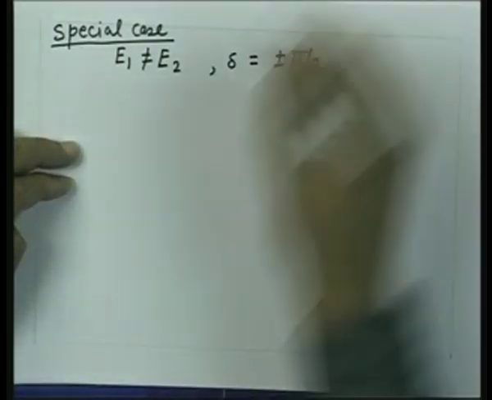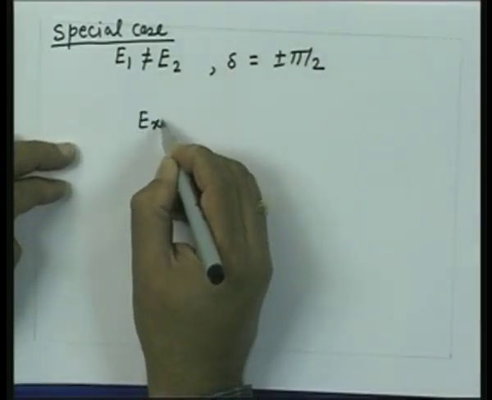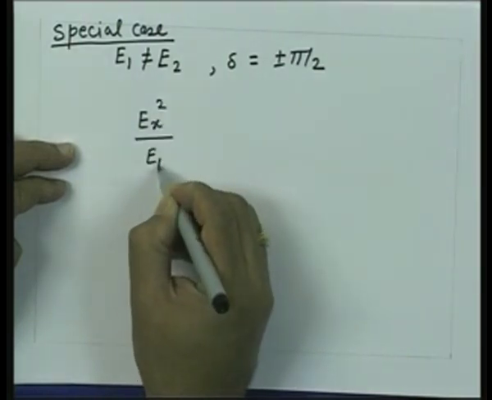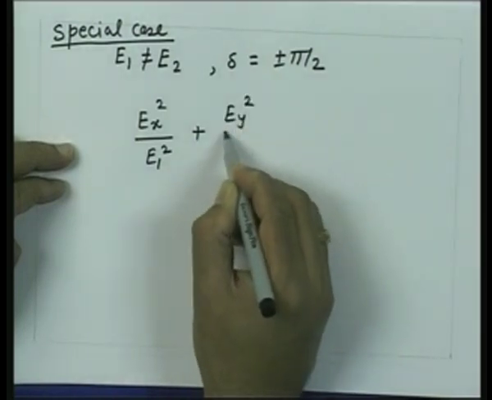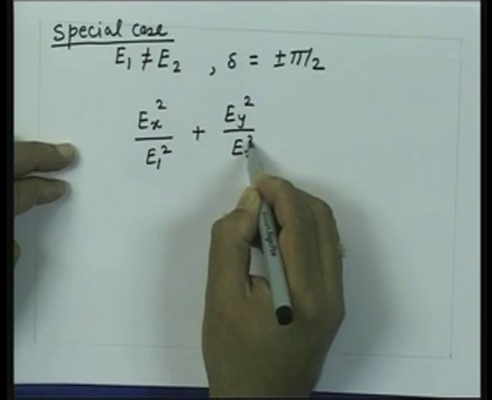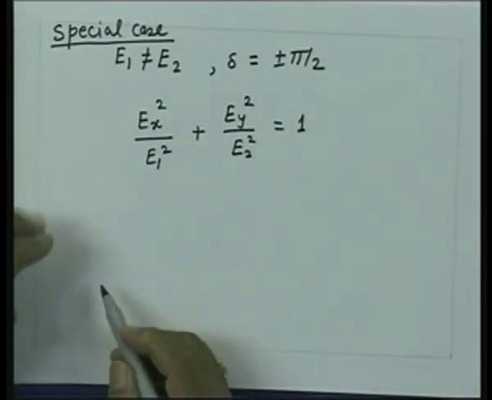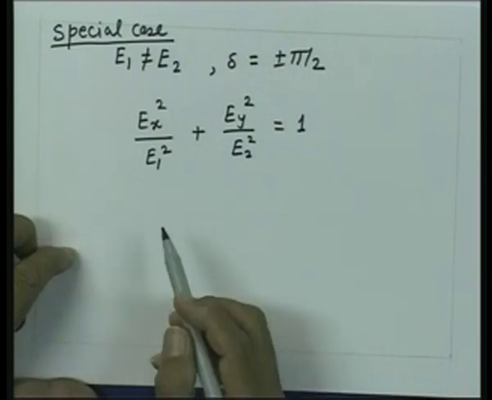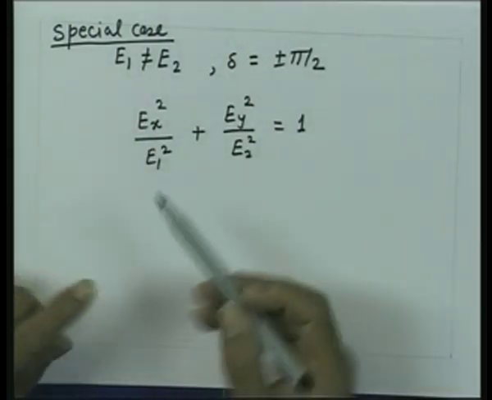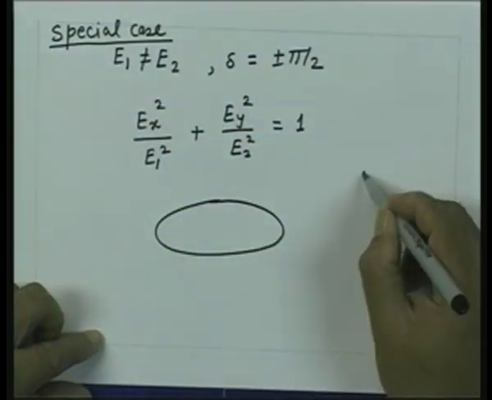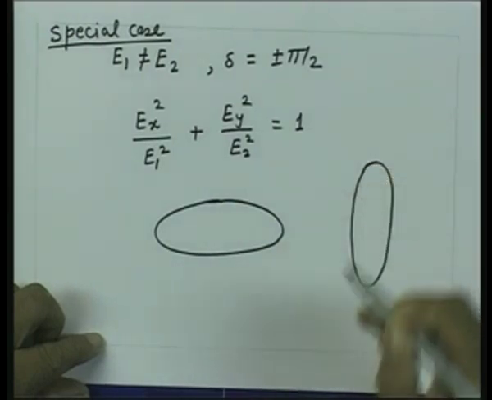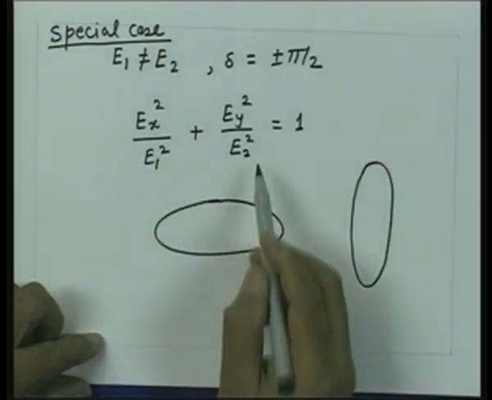In that case, your equation of ellipse will simply become Ex square upon E1 square plus Ey square upon E2 square, that will be equal to 1. And we know the property of this ellipse, that for this ellipse the major and minor axis are aligned along the coordinate axis. So this ellipse will look something like this, or it will look something like that, depending upon whether E1 is greater or E2 is greater.